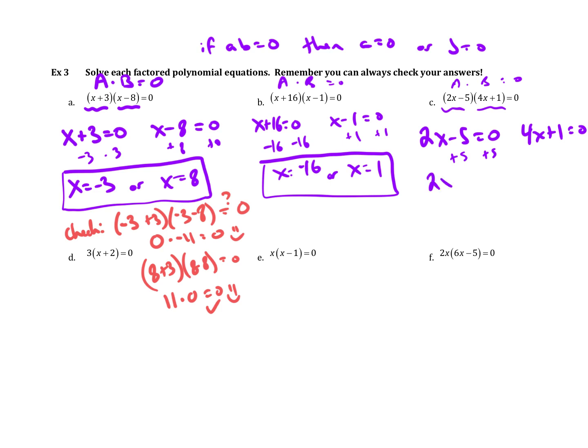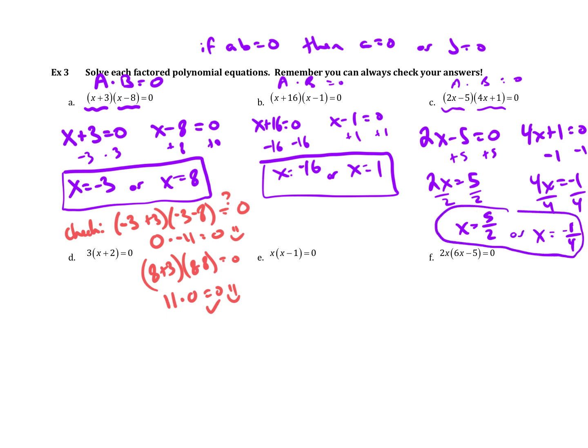Add 5, so it's 2x equals 5. Divide by 2, x equals 5 over 2. And remember, if ever I'm going too fast, pause the video, get caught up on the writing, and then restart. Minus 1, 4x equals negative 1. Divide by 4, x equals negative 1/4. Both of these are fractions, that's okay. Those are the two solutions.